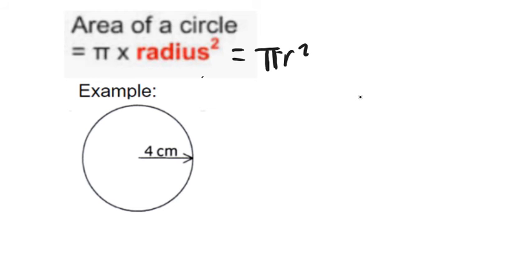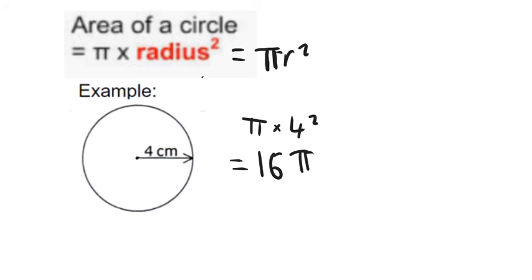So in this case, the radius of the circle, the distance from the center to the outside here, is 4 centimeters. Therefore, I'm just going to put it into this formula: pi multiplied by 4 squared, and you can go to your calculator then. Press the pi button, press multiply, press 4, and press squared, and what you should get is 16 pi. Most calculators will give you 16 pi here.